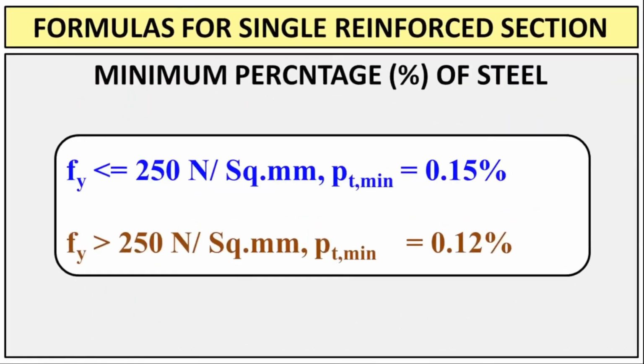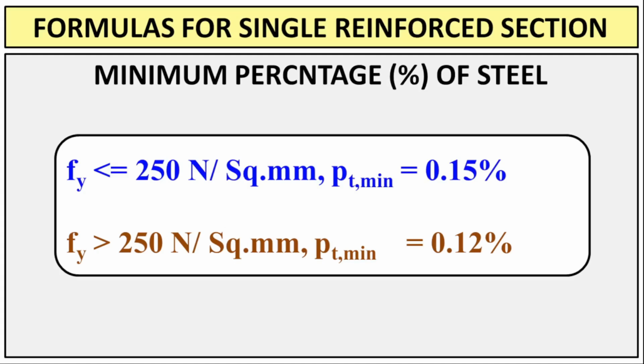This slide presents the formulas for calculating the minimum percentage of steel reinforcement in a singly reinforced section. As you can see, the heading states formulas for single reinforced section followed by minimum percentage of steel. This highlights the slide's focus on the minimum amount of steel required in concrete design. As per IS 456, 2000, when the yield strength of steel, denoted as Fy, is less than or equal to 250 newtons per square millimeter.